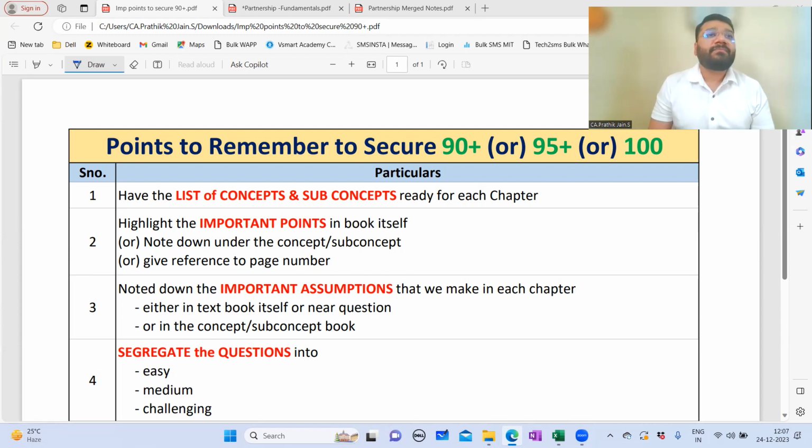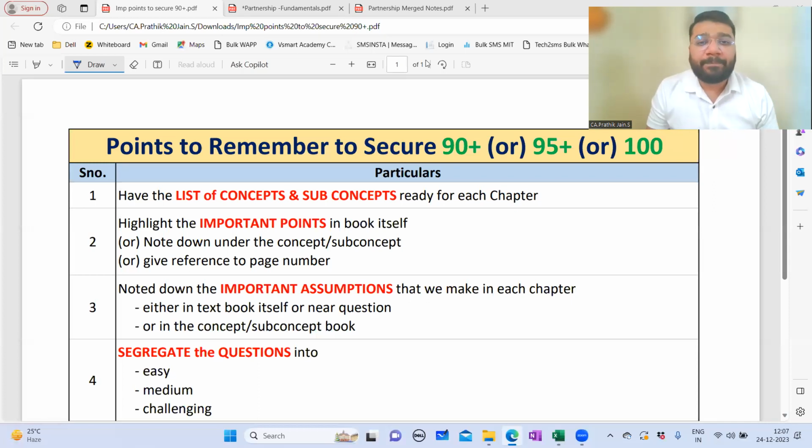But before I start the revision class today, there are a few important points that I want to bring to your knowledge. This is not the very first time I'm doing this. We've been discussing this since the inception of the class, but again, I thought today I will reiterate the points.